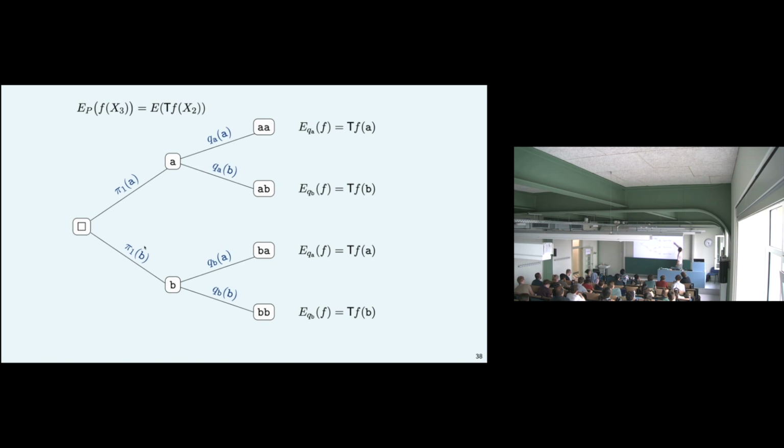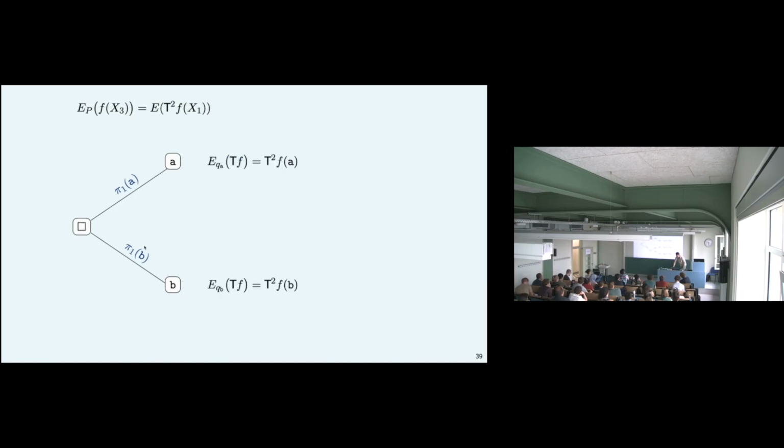Now in my example, this means that this function here is the image of f under my transition operator, and this function here is again the image of f under my transition operator. Okay, so I know now that the expectation of f of x3 is equal to the expectation of the image of f under my transition operator evaluated in x2. So I have again something of the form, the expectation of some function of the state in time point 2. Now I can do the same step again.